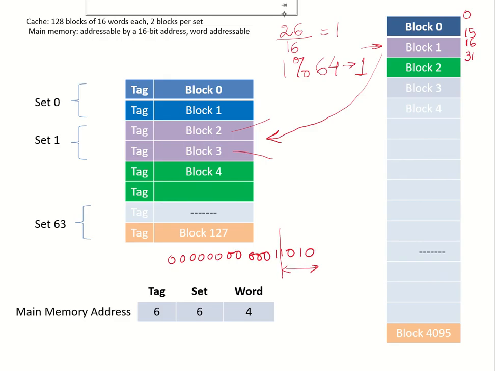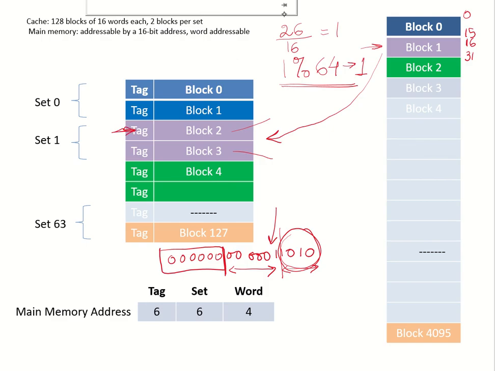The 6 bits over here will specify the set, and as you can see, this is specifying set 1, and we had determined this from here also. This is set 1, and within that set it is word number 10. So this is how the main memory address will be interpreted, and these tag bits will be stored over here.